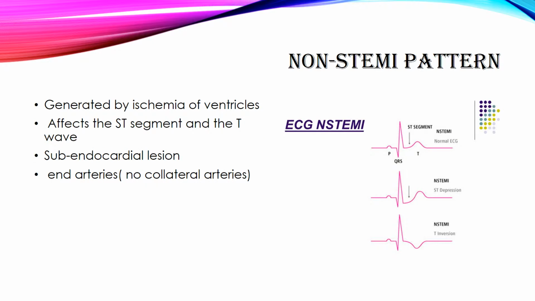A non-STEMI pattern is when you have a depression on the ST segment. This is generated by ischemia of the ventricles. Not only does it affect the ST segment, but it also affects the T wave, and you get a subendocardial lesion and end arteries, which are no collateral arteries.